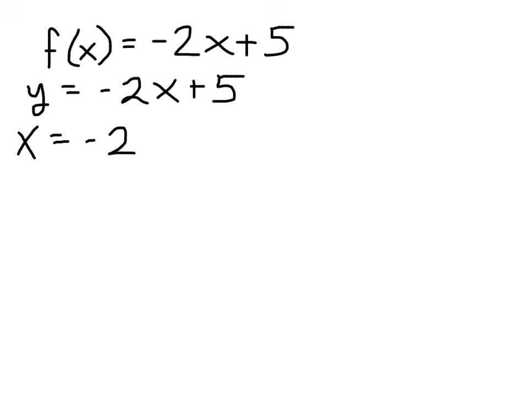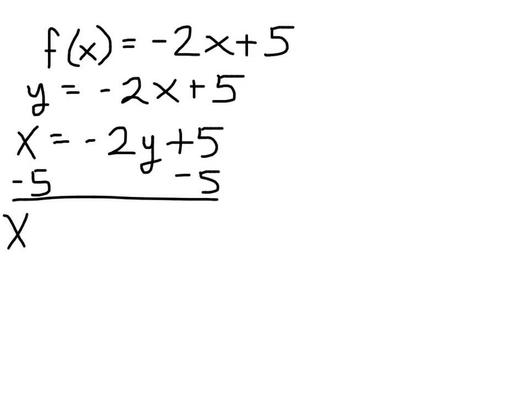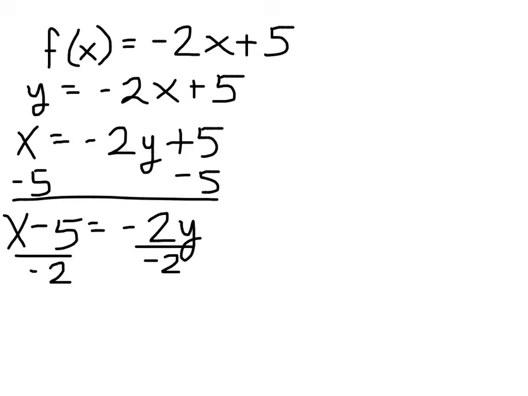Do the old switch play. Now what? How? Subtract 5. X minus 5 equals negative 2y. Then what? Divide everything by negative 2. You could do individual pieces if you'd like, or just one big blanket underneath there. It's your call. Either way, it's the same thing.